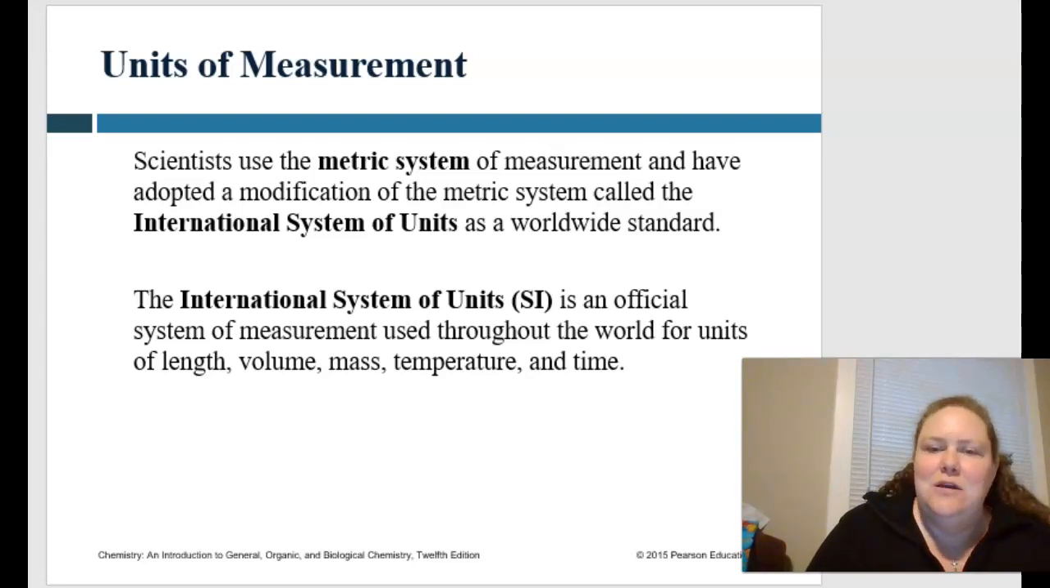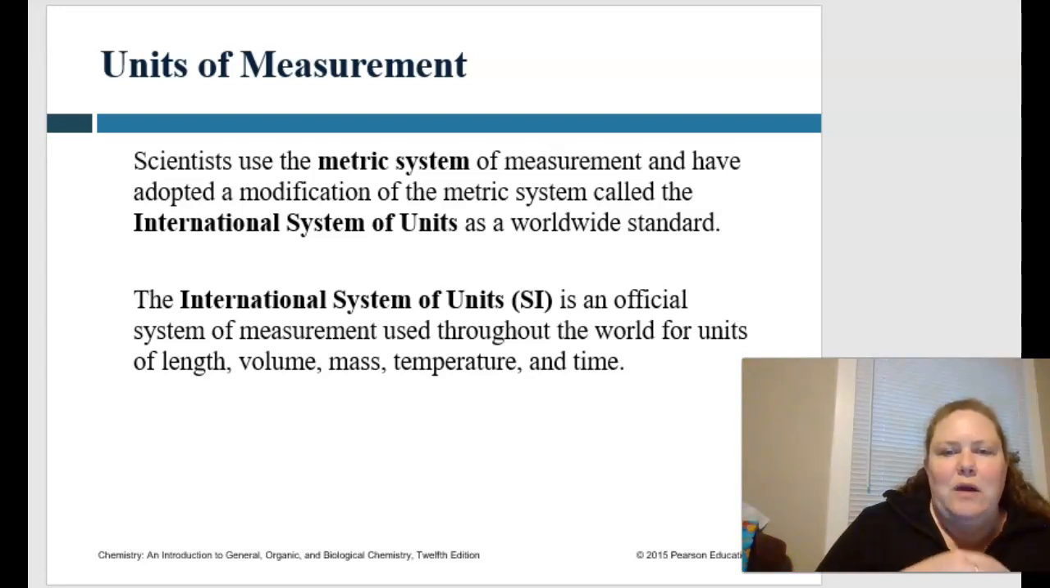Okay, scientists, again, we use the metric system for units of measurement, and we've adopted a modification of the metric system called the International System of Units, and this is a worldwide standard. It's kind of cool because when you go through the world, one of the standard things is scientific units of measurement. I used to present all over the world on hydrocephalus research, and if I was talking about measurement of ventricle mass or volume, mass would be in grams, volume would be liters or milliliters, etc. So it really is a standard unit.